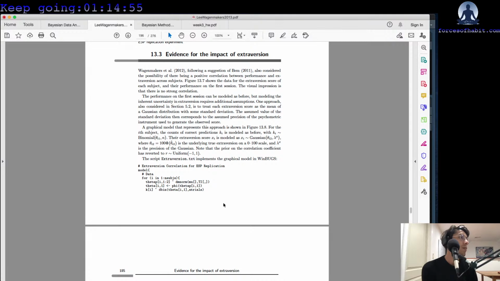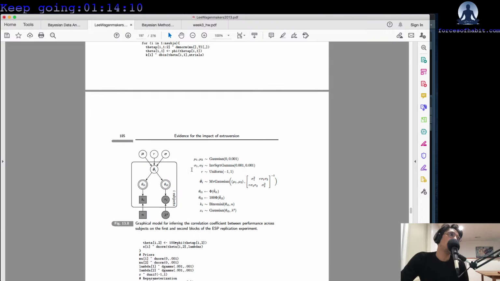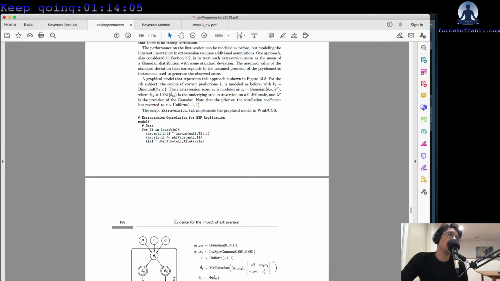I see. So the trick we're using in order to capture theta sub i2 is we're using a probit transformation, or I don't know what this is, phi? Right, we're using phi. Yeah. We use phi in order to scale the theta parameter so that it is between 0 and 1. And so that when we multiply by 100, this ensures that our extroversion score is going to be on a scale from 0 to 100 here.